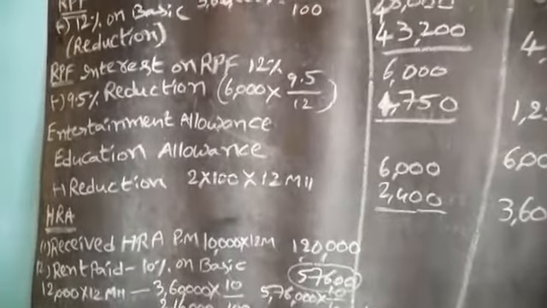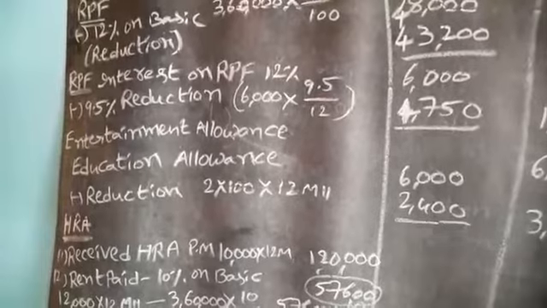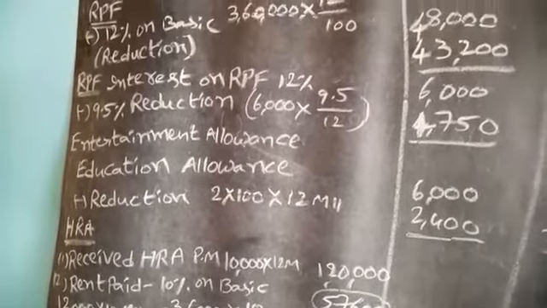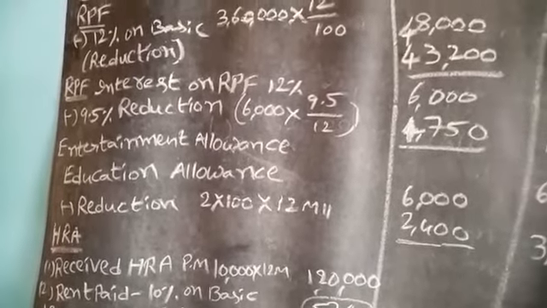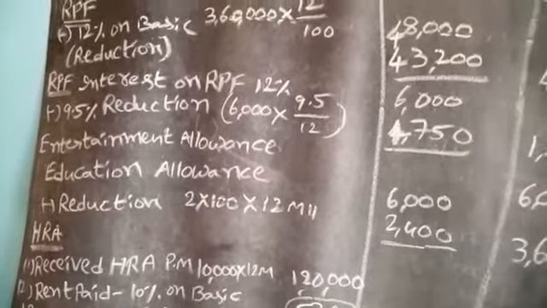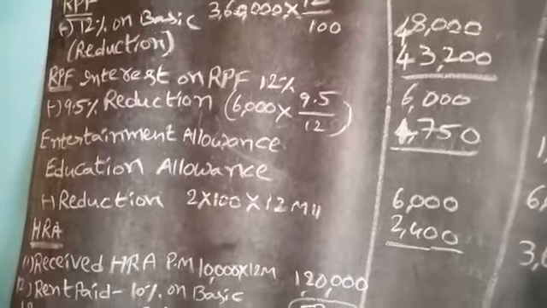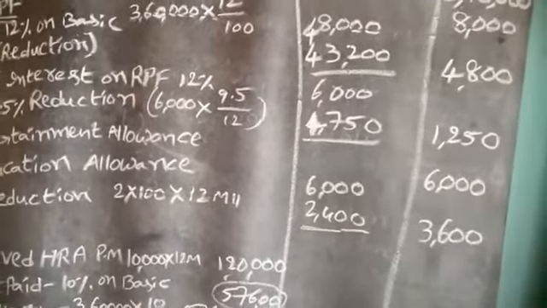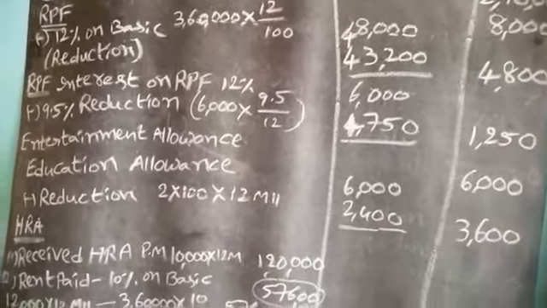So next, the interest on RPF at 12% is 6,000. We are giving the reduction only 9.5%. So 6,000 into 9.5% by 12%. We got 4,750. So we less it from the 6,000. We got 1,250. It is the taxable.